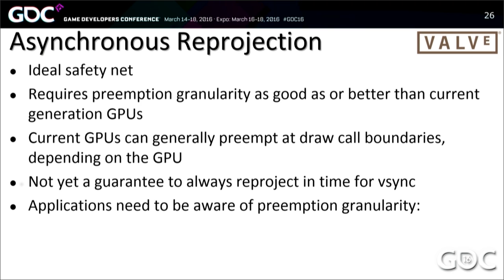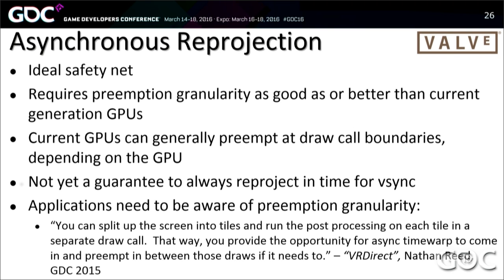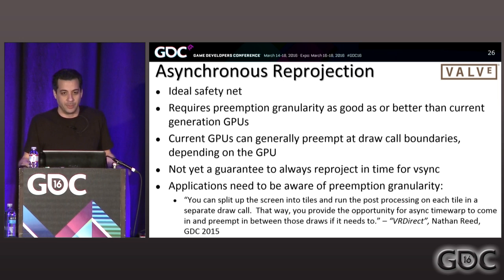So the applications have to be aware of preemption granularity for current gen GPUs for asynchronous reprojection to be a real option. And I think Nathan Reed from NVIDIA had a great thing to say at GDC last year. His statement is, if you think about post-processing, if that is an expensive draw call that could be blocking and not allowing preemption to happen, break your post-processing up into a bunch of smaller triangles and render a triangle at a time with individual draw calls, right? Give the GPU and the drivers more opportunities to be preempted.